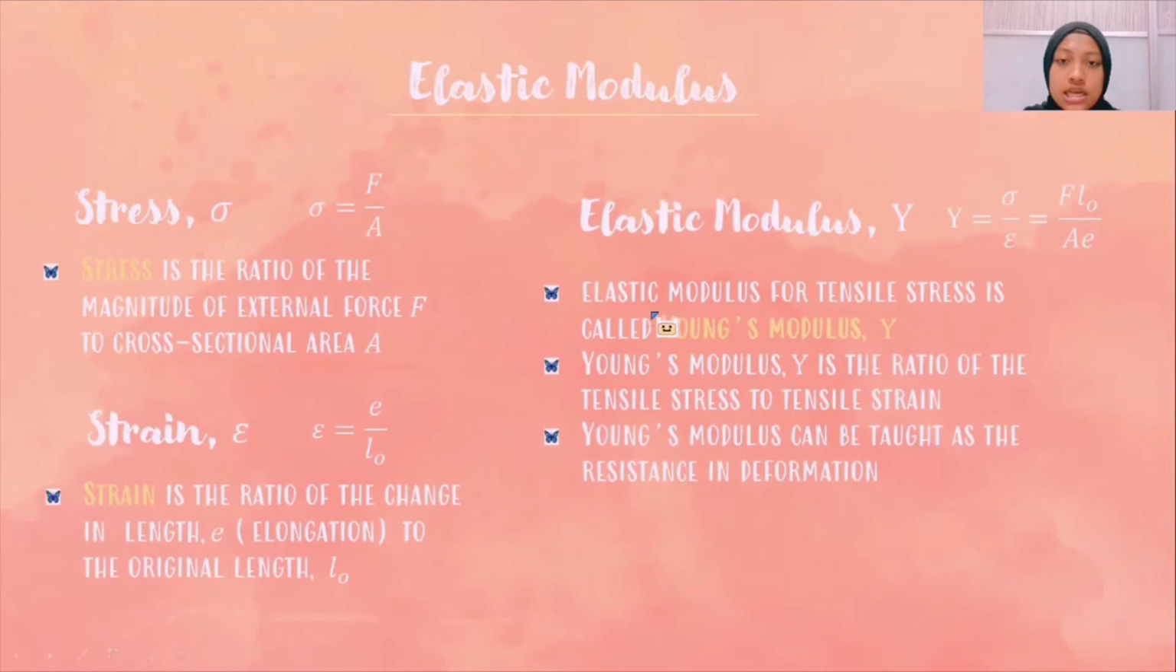Elastic modulus. Elastic modulus for tensile stress is called Young's modulus. Young's modulus is the ratio of the tensile stress to tensile strain. So this is the formula for Young's modulus, which is stress over strain, so force times the original length over area times the elongation. Young's modulus can also be thought of as the resistance to deformation.